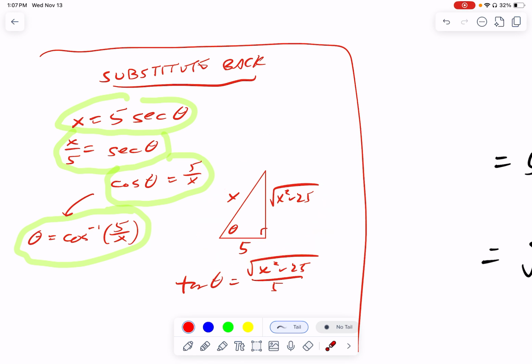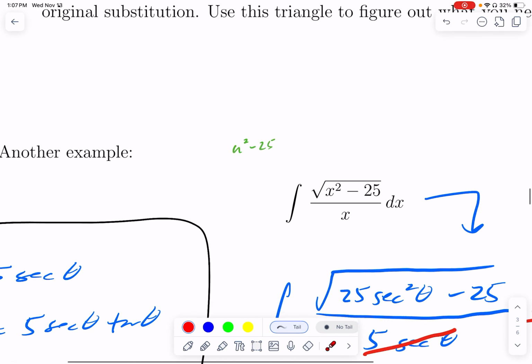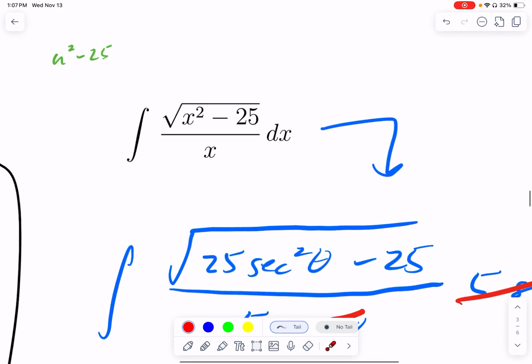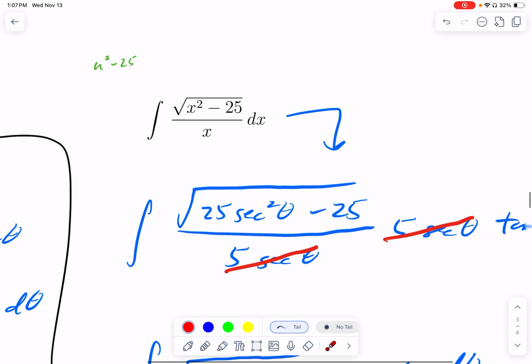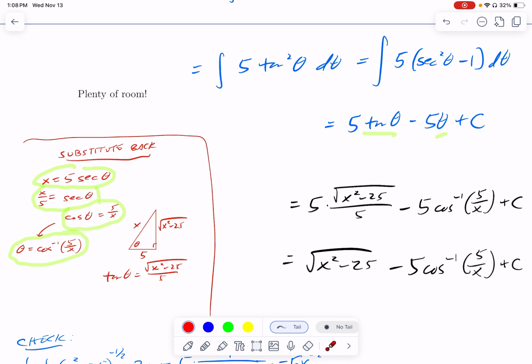I've drawn my right triangle where adjacent over hypotenuse is just 5 over x. By Pythagorean theorem, here's my third side. And I need to know tangent theta, which would be opposite over adjacent, square root of x squared minus 25 over 5. And it really shouldn't shock us that along the way, we are recovering this expression, square root of x squared minus 25, that was in the problem at the beginning. It seems like some version of that will show up in our answer. Okay, so I substitute back.